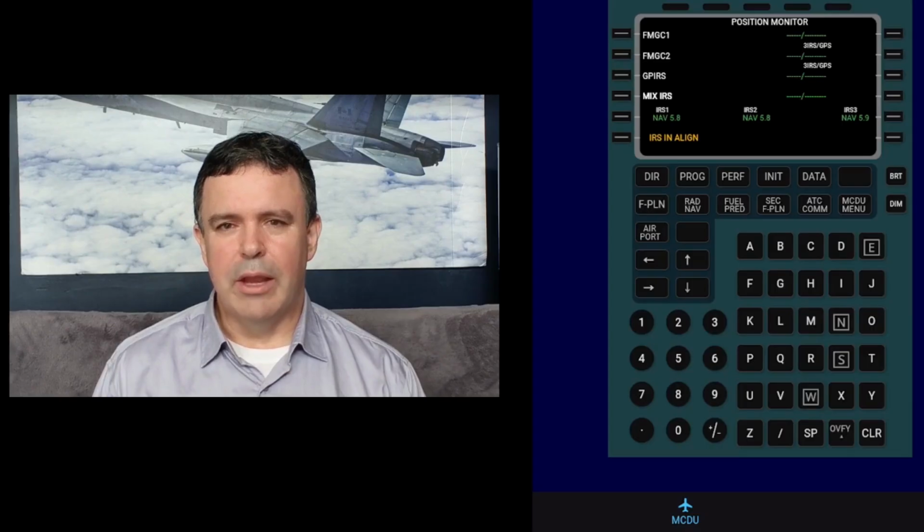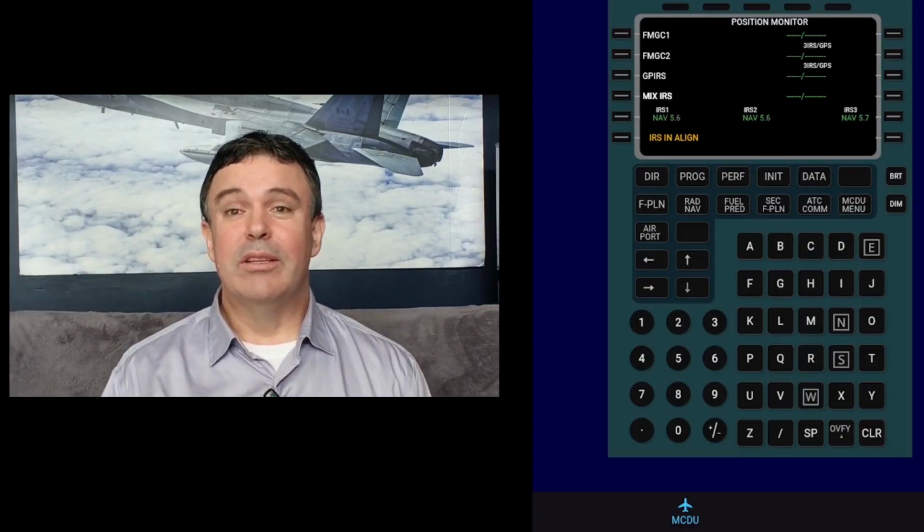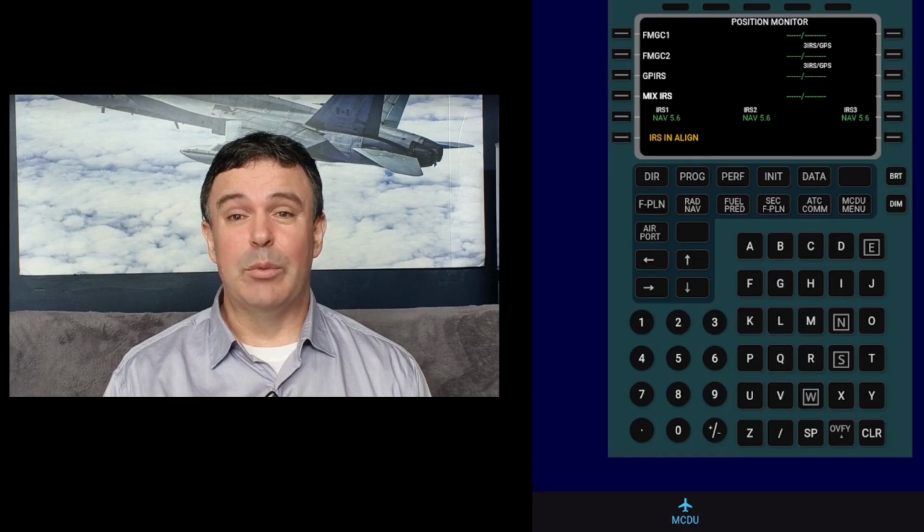These are timer countdowns, telling us how many minutes and deciminutes remain before the IRS alignment is expected to be completed. You will notice these three values are not perfectly in sync with each other, and that's because it's physically impossible to move all three switches at the same time. So there's a very slight delay between each one.